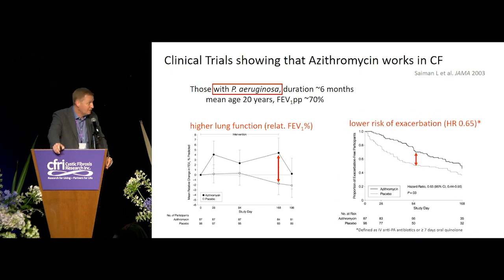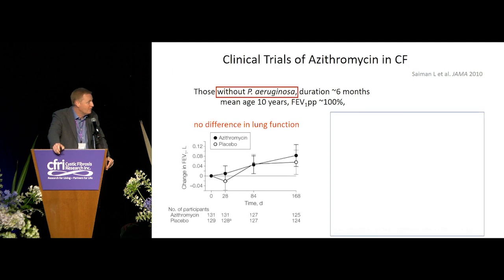They also saw a decreased risk of having an exacerbation event in that population, a decrease by about a third of having that event over that 6-month period. So based on that, a lot of people began using this therapy in CF. Frankly, we didn't have a whole lot of options back then.